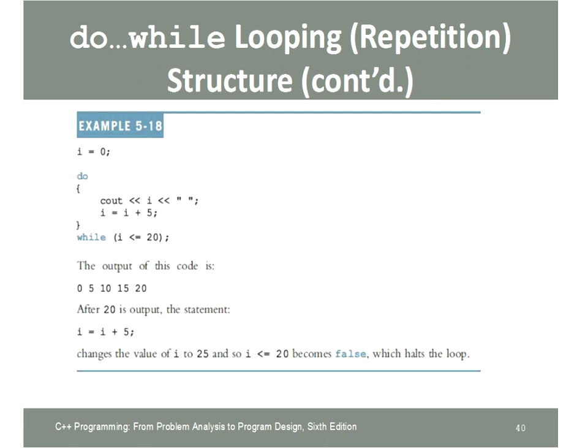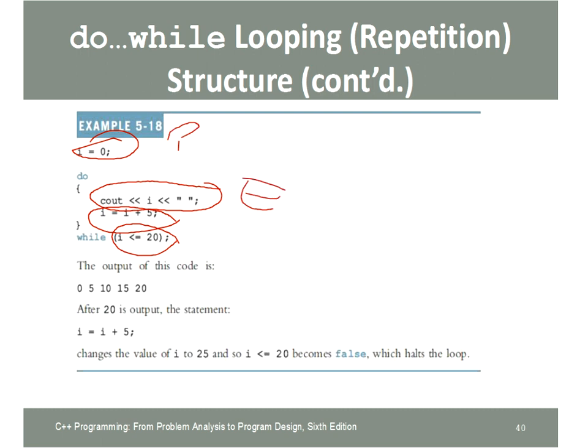So in this case, you can see you still have the priming value, right? And then we have the statement. Then we update the value, the loop control variable, and then we do the test, right? So this is the priming, this is the expression, this is the update, and there is the logic.